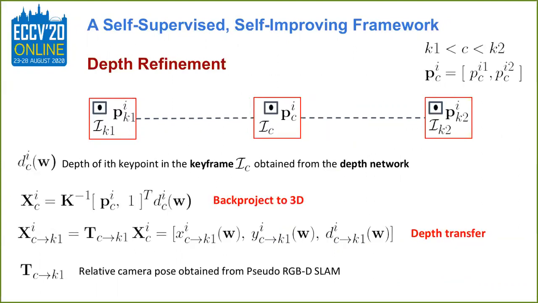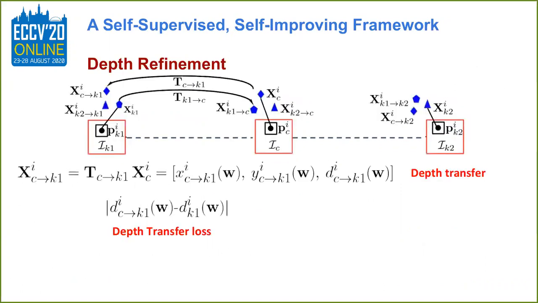We can back project all the visible key points to 3D and use the relative camera poses obtained from SLAM to transfer the back projected 3D point to the neighboring keyframes. We transfer the point from keyframe IC to IK1. We can compute the depth transfer loss as the L1 error between the transferred depth and the depth of the corresponding point in the keyframe K1 predicted by the depth network.